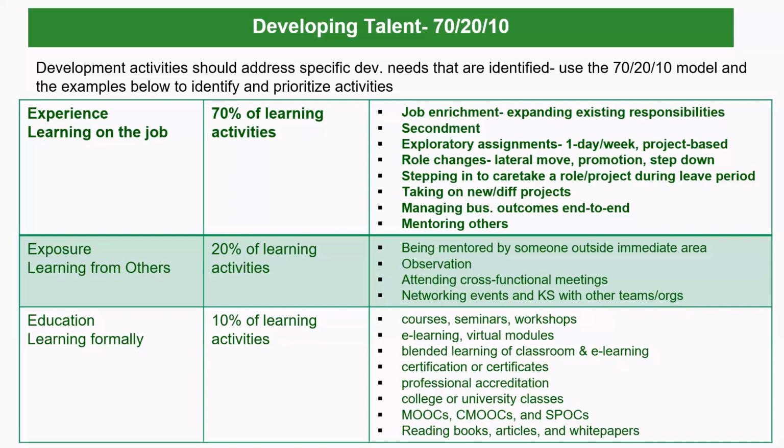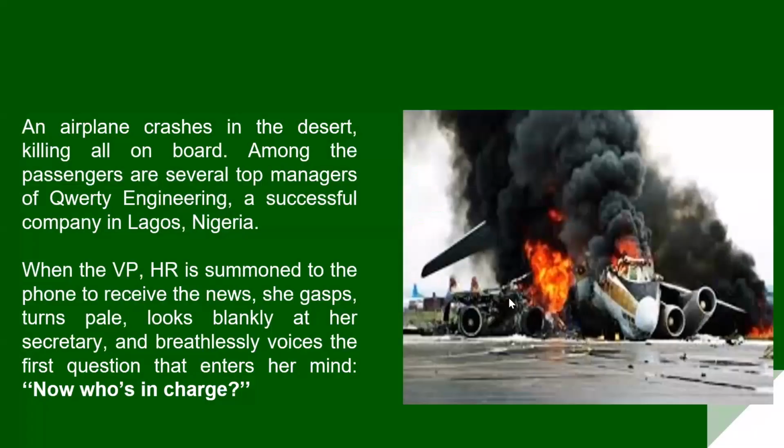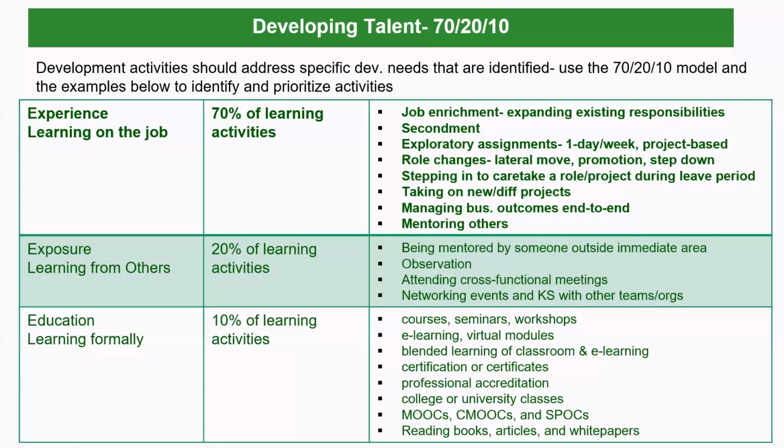These are some of the interventions that you can put in place. Courses, e-learning, blended learning, certificates. You may say this person should get the certification, professional accreditation. You may ask this person to go for an MBA or college or something. MOOCs and SPOCs and all that. Reading books. You may put up books for them, articles, white papers, and all of that. I think basically that's all.